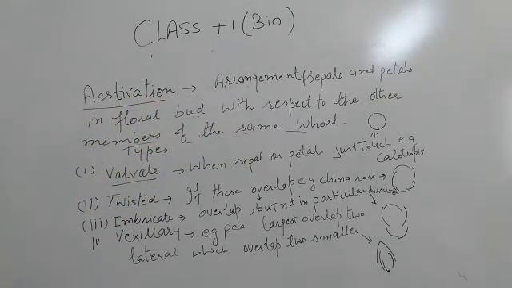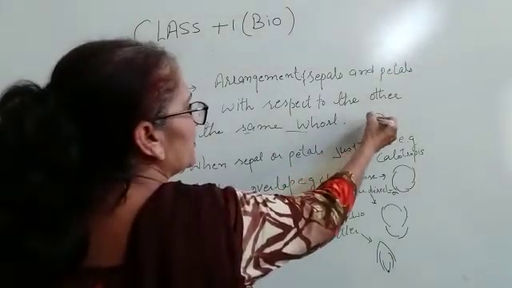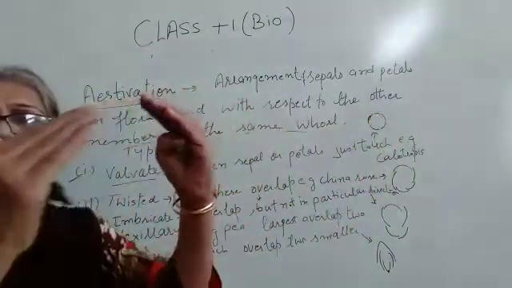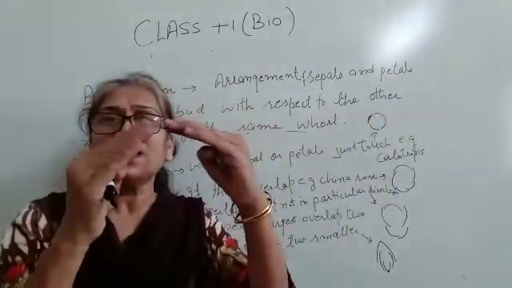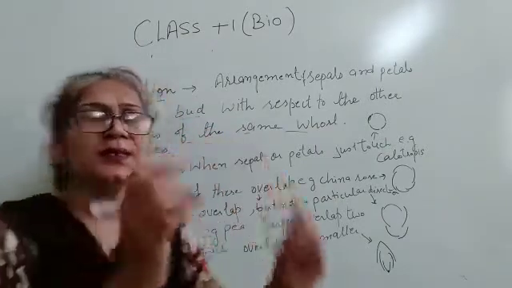Clear? Now, if we just see the types, there are mainly 4 types of aestivation. The first is valvate type. Clear? Now, in case of valvate type, in this case, the sepals just touch. If you see in it, they will just touch each other. They will just touch like this. They will not overlap like this. In this, the parts only touch like this. Clear? I have drawn it.